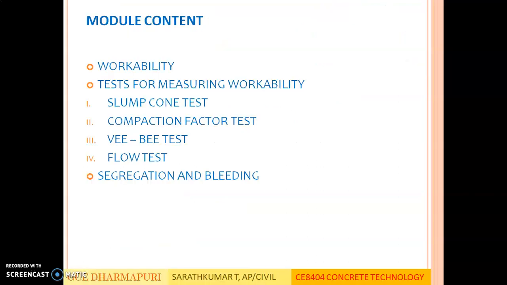So in this module, we will be seeing first what is fresh concrete, what is workability, and what are the various tests for measuring workability. We will be seeing 4 tests to measure workability of fresh concrete: slump cone test, compaction factor test, VB test, flow test, and at last we will be seeing segregation and bleeding while casting the concrete.